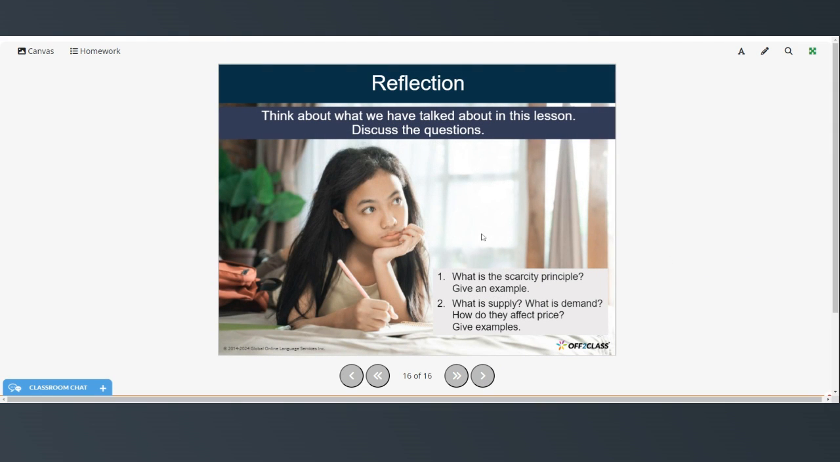All right, so now we have some reflection for you to think about. What is the scarcity principle? And give an example of that. What is supply? What is demand? And how do they affect price? And see if you can give some examples.